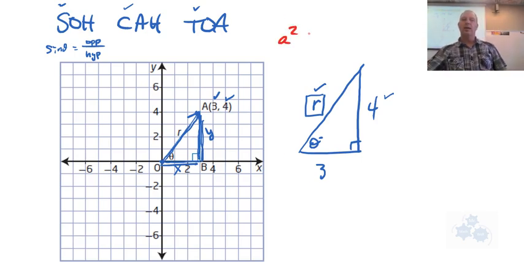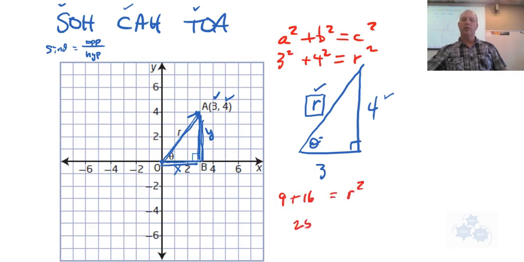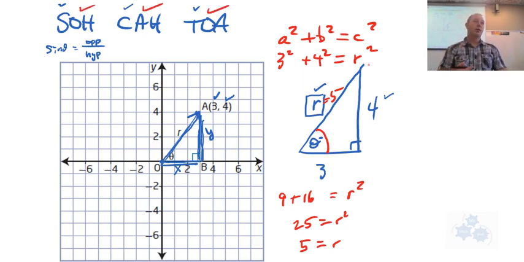So that's going to be a squared plus b squared equals c squared. So a would be maybe 3, b would be maybe 4, and then the c is really r. So pop down here, that's going to be 9 plus 16 equals r squared. 25 equals r squared. 5 is r. So r equals 5. Now we have the three sides of the triangle, and for this angle now, I can use SOHCAHTOA to find sine, cosine, and tangent for this angle.